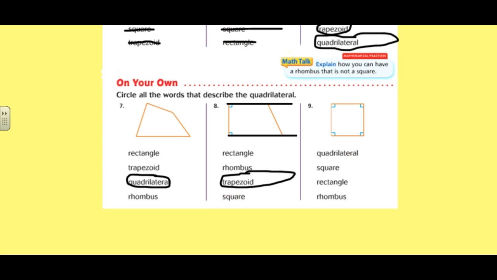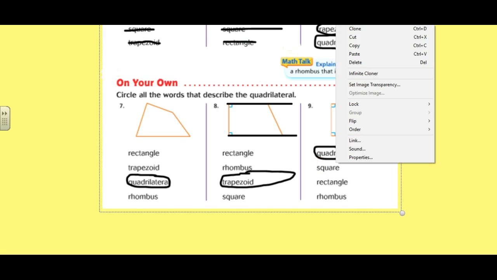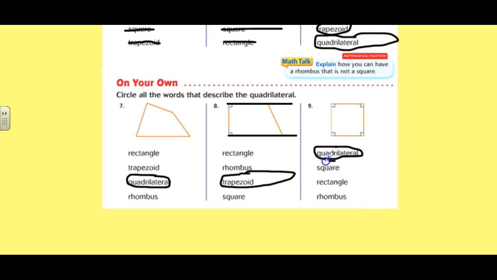Now we're moving on to this last one. I'm automatically going to circle that it's a quadrilateral. Let me try that again. It's a quadrilateral because it's got 4 sides. I automatically know that it's a square. And then we're going to circle that it's a rectangle and that it's a rhombus, because if you remember from the first page, a square can be a rectangle and a square can be a rhombus. So all of those are circled for the square.